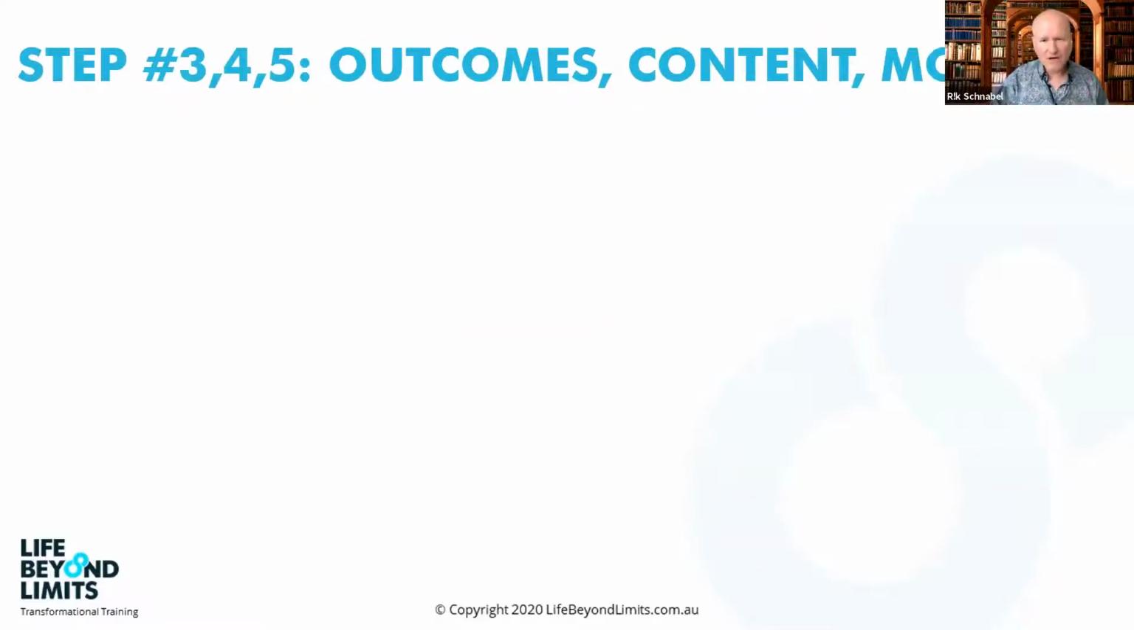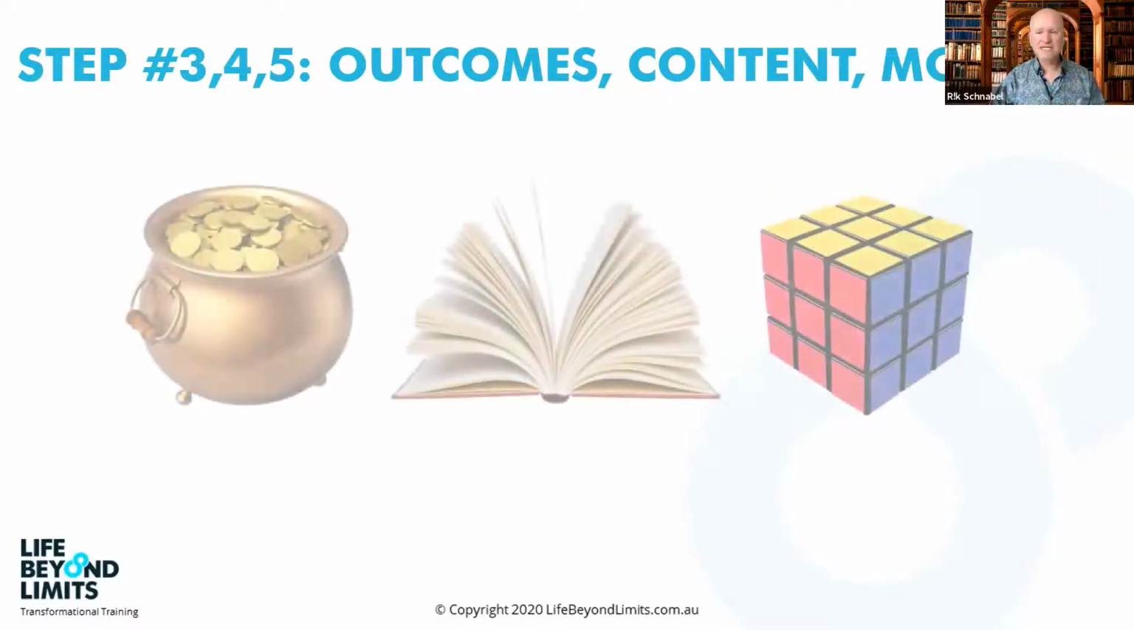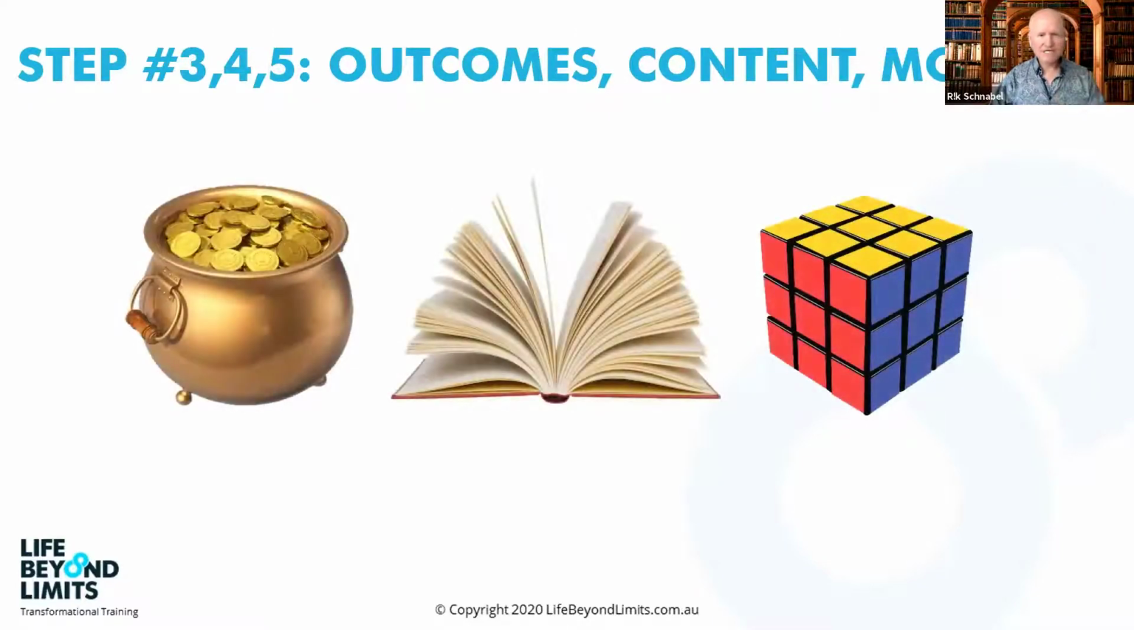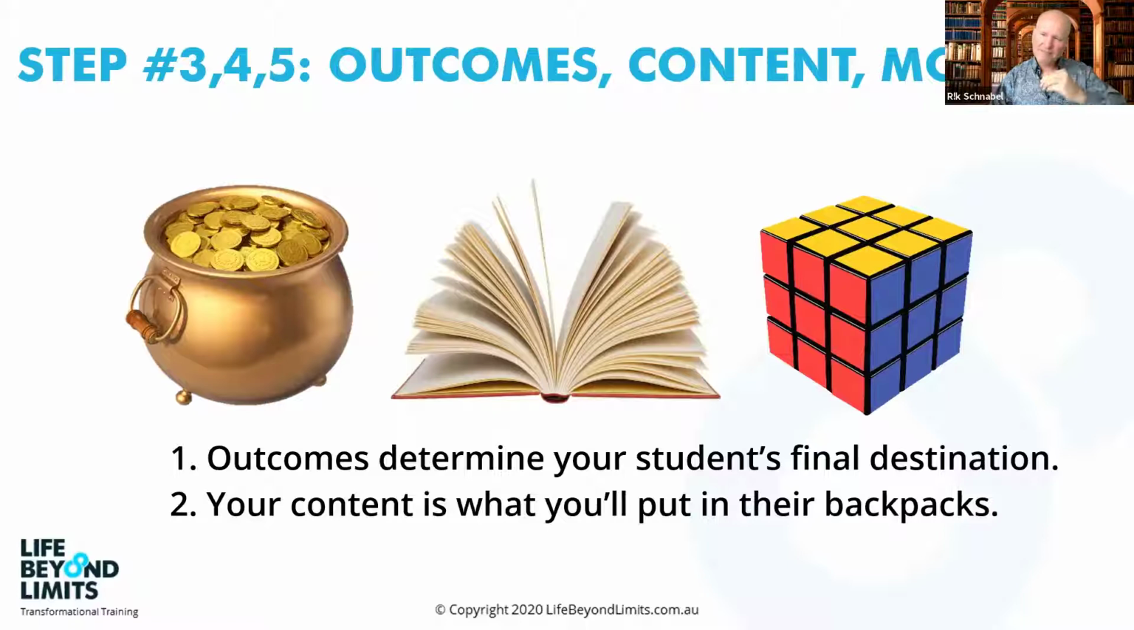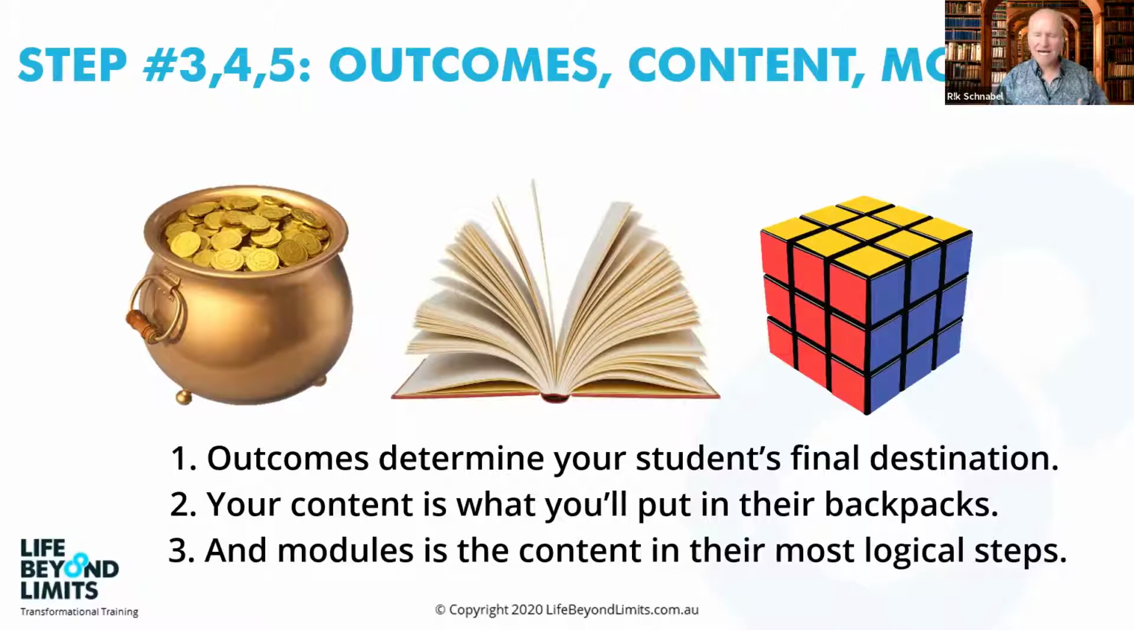Now, step 3, 4, and 5 is outcomes, content, and modules. This is a very key piece, and this is how you actually design your courses. The way to think about this is that your outcomes determine your students' final destination, so where they're actually going. Your content is what you're putting in their backpacks, what skills you're giving them, what knowledge you're teaching them, so that they can get to that final destination. And then finally, your modules are essentially the staircase that leads you to that final outcome. That's a good way to think about it.